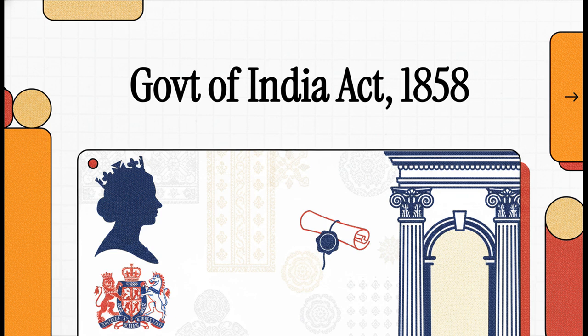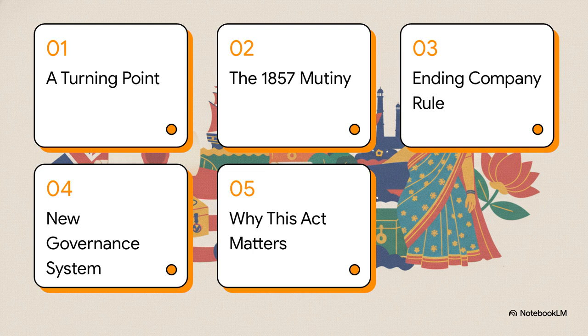This wasn't just some new law, you guys. This was the end of an entire era and the dramatic start of a whole new one. So let's get into it. Here's our game plan. We'll start with the historical setup. Then we'll look at the spark that lit the fire, the 1857 mutiny. After that, we'll break down what the act got rid of, what new system it put in place, and finally, we'll talk about why this is still such a massive deal in modern Indian history.